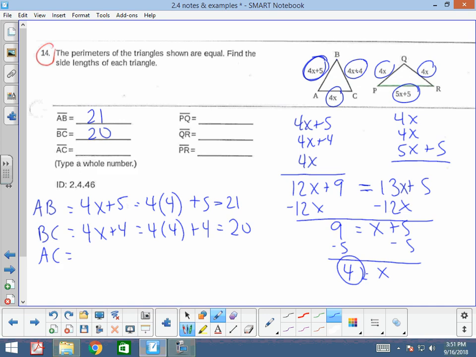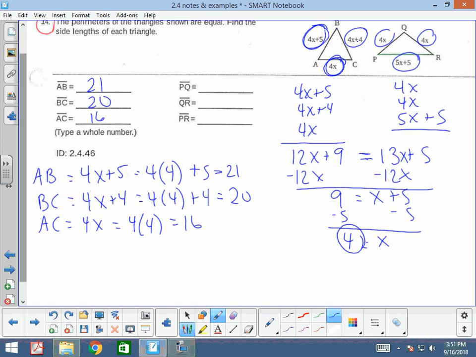AC is 4x. Just 4x. So between A and C, that's 4x. So that's 4 times 4. That's supposed to be just a 4, not a 0.4. Which is 16. All right, now let's do PQ. PQ is also 4x, so that's 16. QR is also 4x, so that's 16.